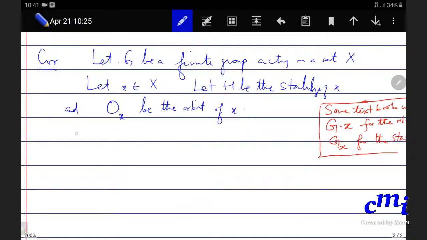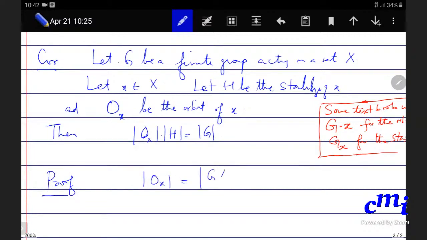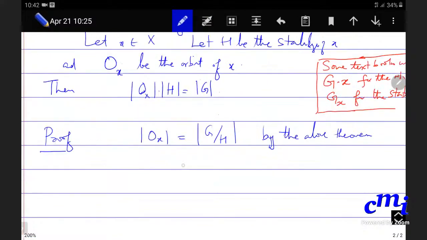Then the cardinality of the orbit of x times the order of H equals the order of G. Proof: the cardinality of the orbit of x is the cardinality of G mod H, by the above theorem on orbits. But this is equal to the order of G divided by the order of H.